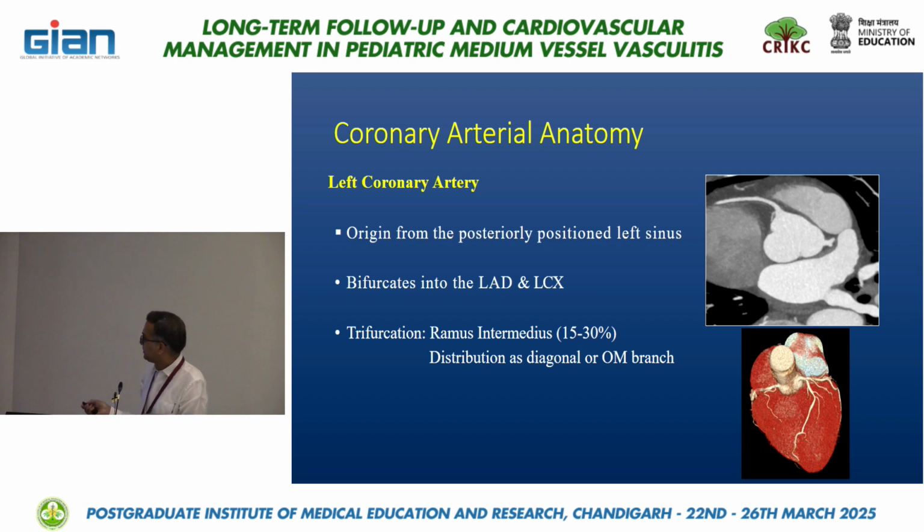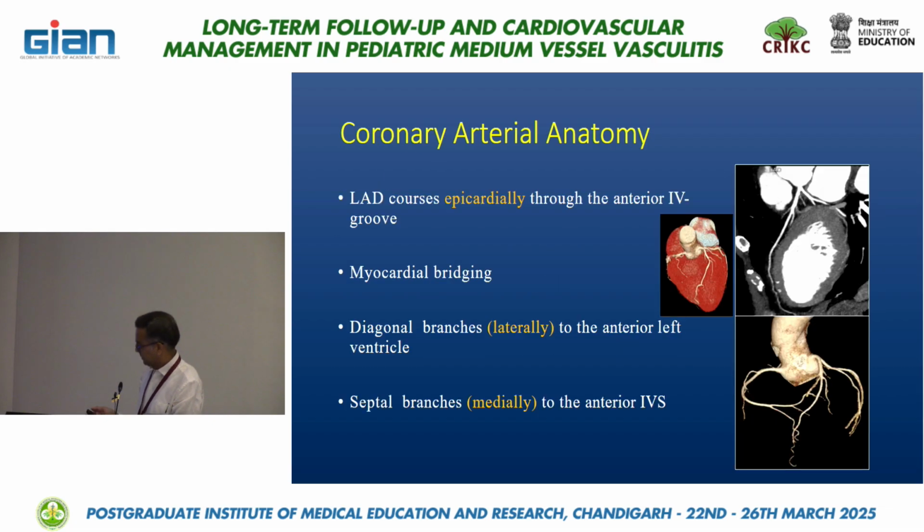There may be variations in the bifurcation pattern. It may be a trifurcation in up to 15 to 30% of cases, which then may give rise to a corresponding branch, the ramus intermedius, which can supply either the diagonal or the obtuse marginal territory. Then the LAD courses epicardially, with some portion of bridging in some cases, and it gives rise to the diagonal branches and the septal branches.